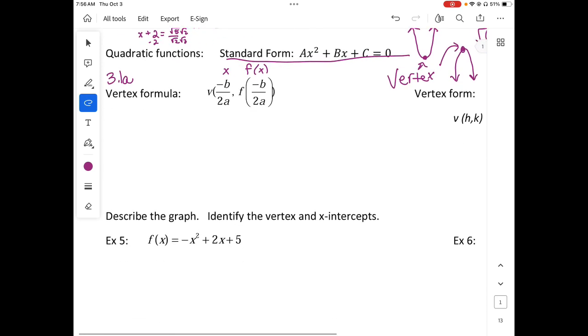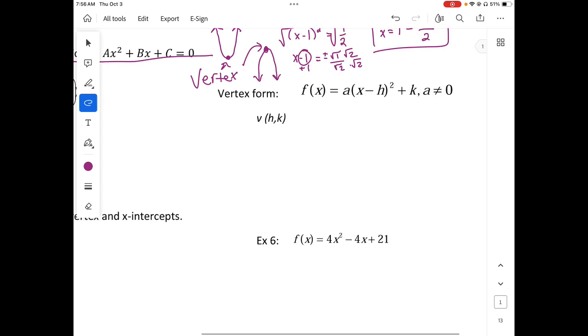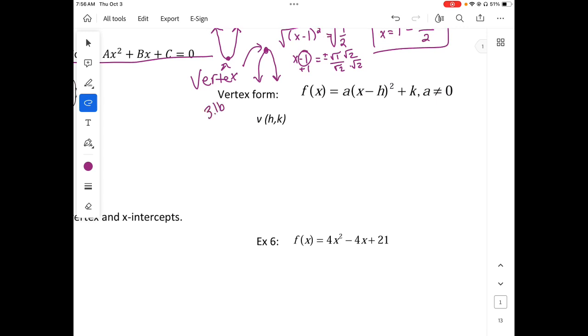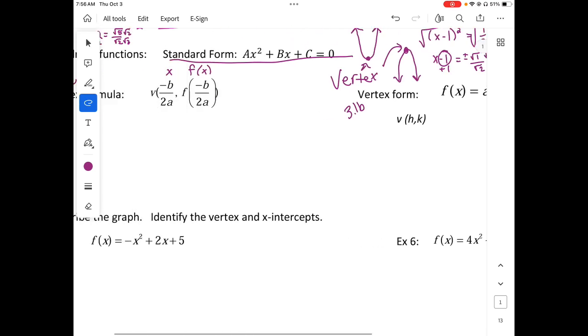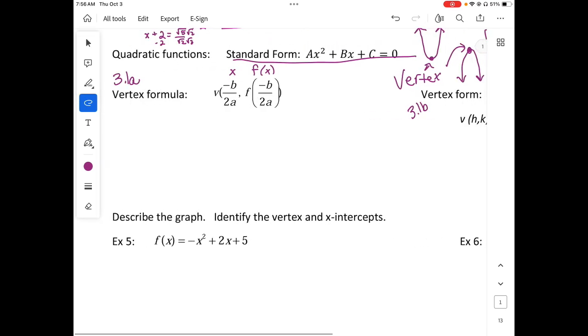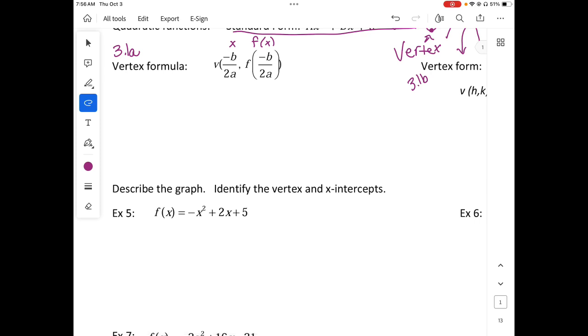Okay, so we're not going to focus on vertex form right now. That's going to be 3.1b. Okay, so we'll come back to that tomorrow. So on each one of these, we are going to describe the graph, identify the vertex, and x-intercepts. So one thing I want you to pay attention to is what that leading coefficient sign is. That's a negative, so it's going to be a reflection. Remember that? It's going to open downward.